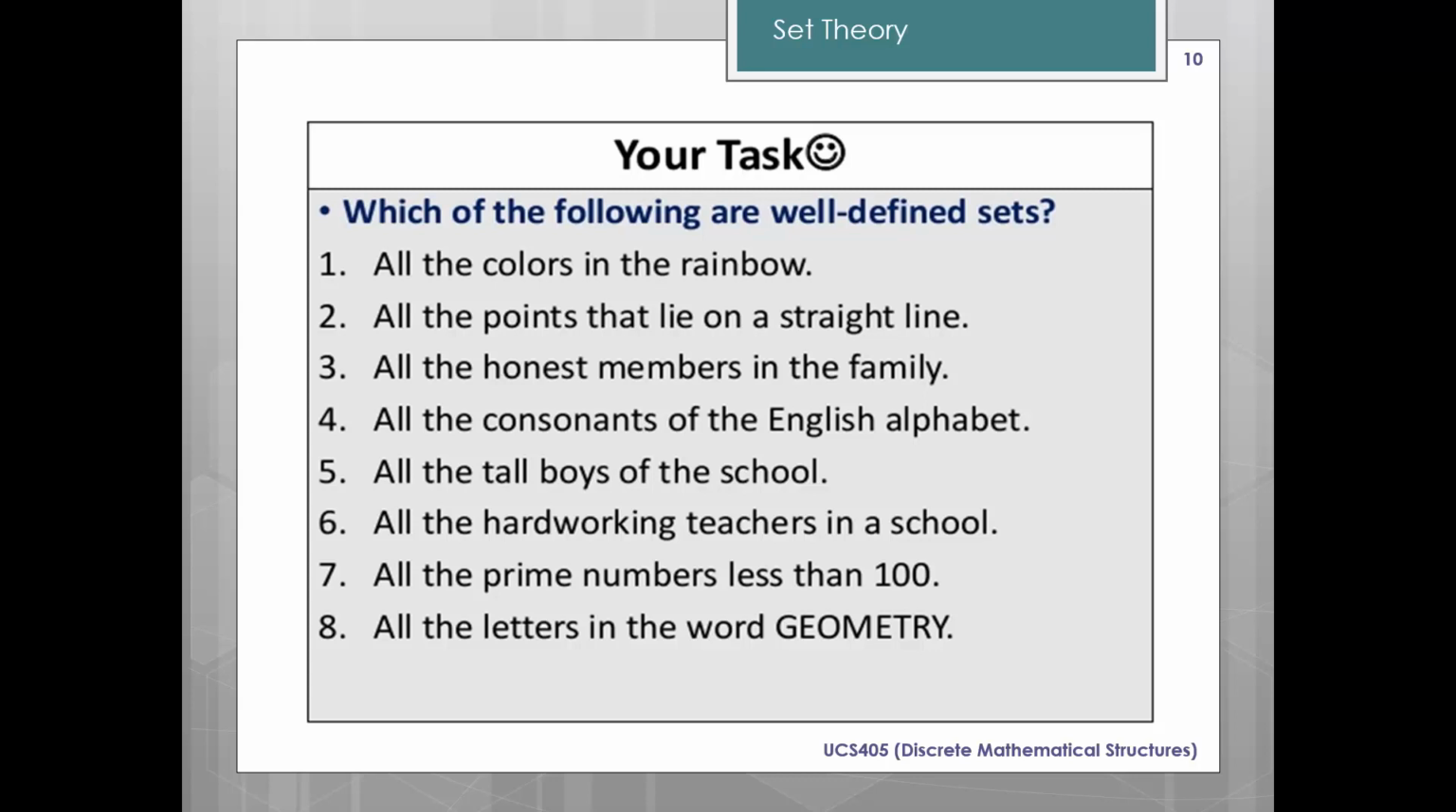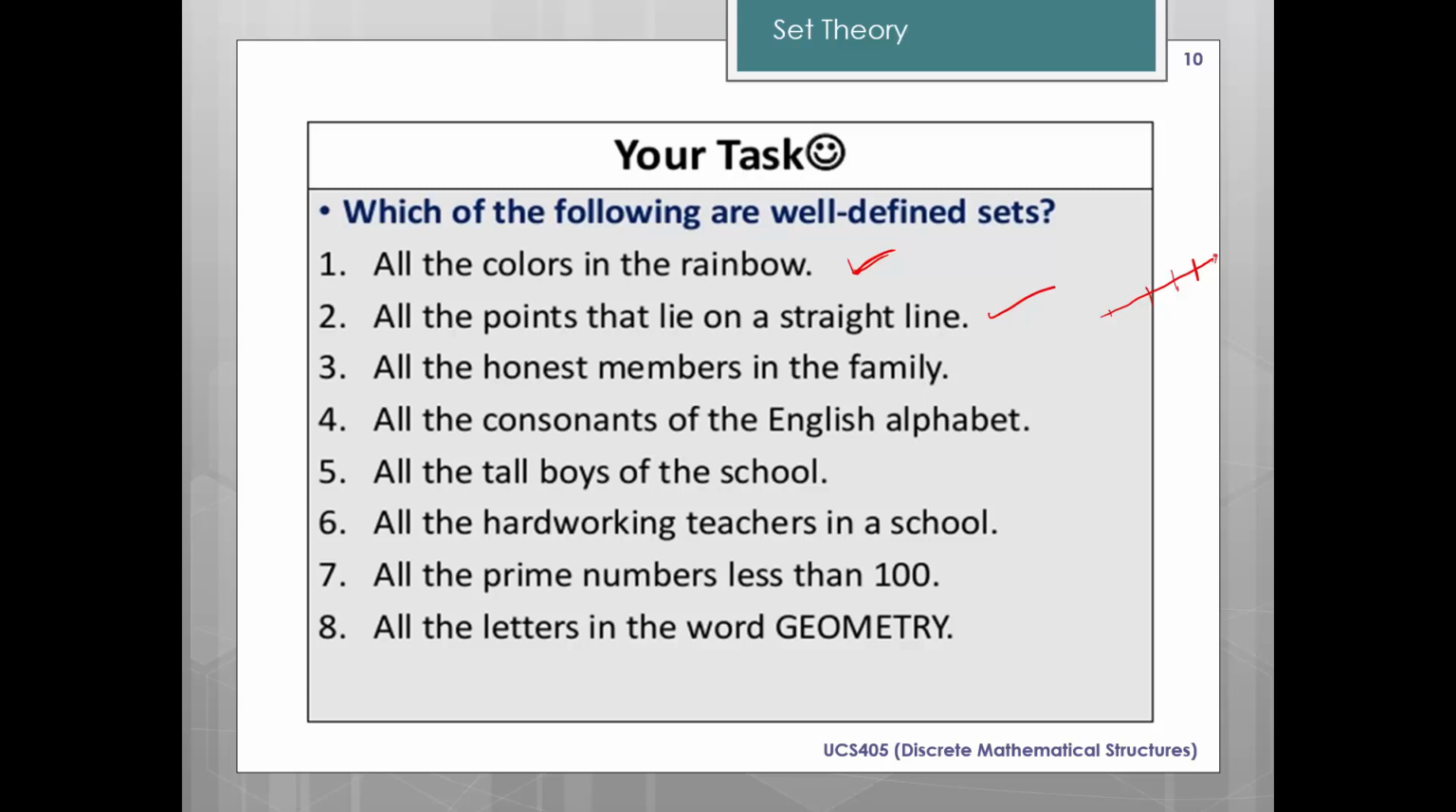All the colors in the rainbow: is this a well-defined set or not? In the rainbow, I think only 7 colors are there. So that is a well-defined set. Yes, it is a well-defined set. If any set is well-defined, I'll put a tick; otherwise, I'll put a cross. See, all the points that lie on a straight line. Lies on a straight line means we can say this is the straight line and so many points are there. So that is also a well-defined set.